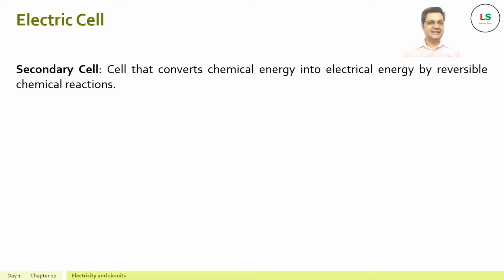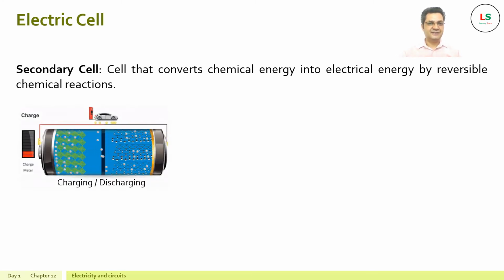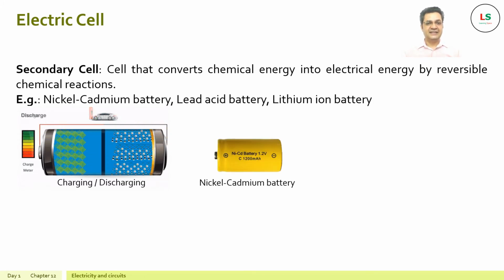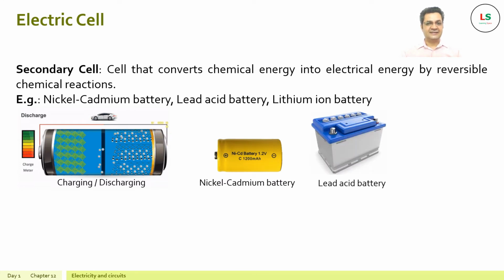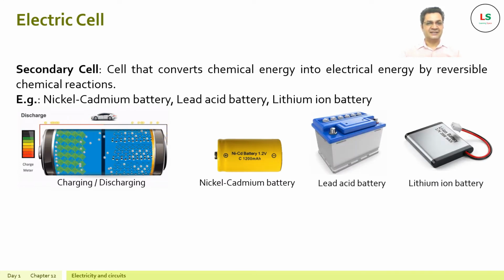Secondary cell. A cell that converts chemical energy into electrical energy by reversible chemical reactions. That means these cells can be recharged by passing currents of electricity. Here we have a simulation showing charging and discharging of a secondary cell. Examples for secondary cell are nickel cadmium battery, lead acid battery, and lithium ion battery.